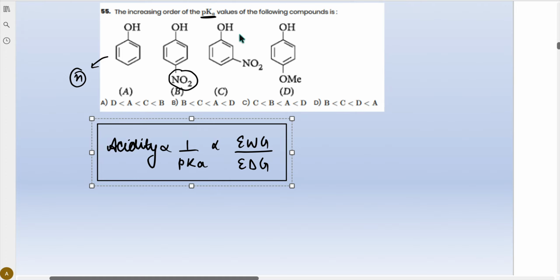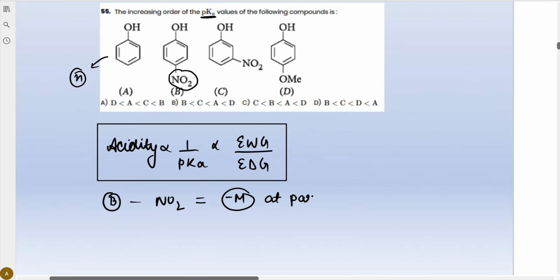So try to see all are alcohols, all are phenols, all are aromatic alcohols, phenols. So all we can compare. So let's see in B option. In B option see NO2 is there. What does NO2 do? It is acting as -M group at para position. -M group means it is an electron withdrawing group, therefore acidity will increase.